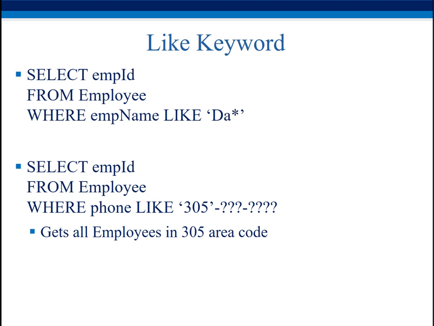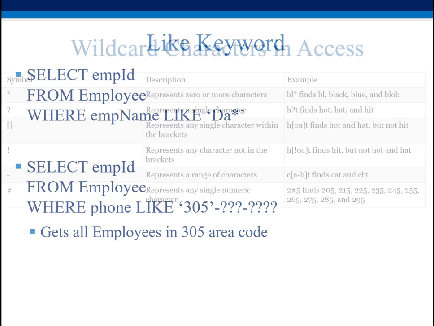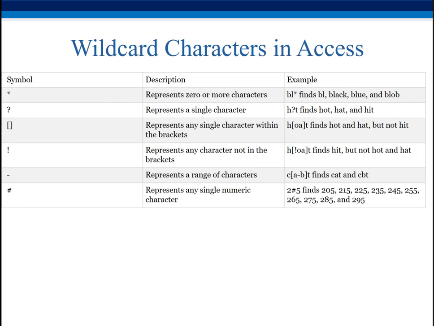So here's an example. We're going to get everybody whose last name, or employee name, begins with DA. If I wanted just D, I would put D. Now, bear in mind, case sensitive. If you put in all capital letters in the last name, it's not going to work. So I want people whose area code is 305, so I make sure that it's 305, and I put a bunch of question marks. And here are your wildcard characters in Access, and so on and so forth, or rather the question mark.